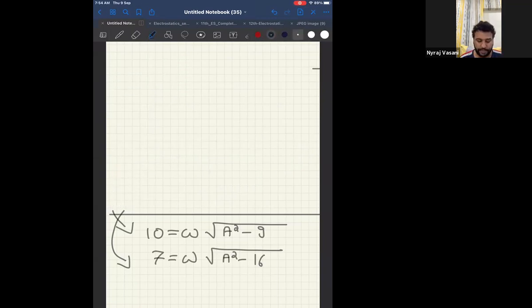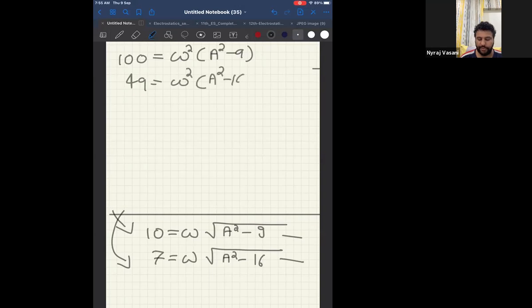Now see this. 10. Now square both these equations. Square this equation and square this equation. So 10 will become 100 is equal to omega square into a square minus 9. Correct? Now 49 will be equal to omega square into a square minus 16. Clear? This much.